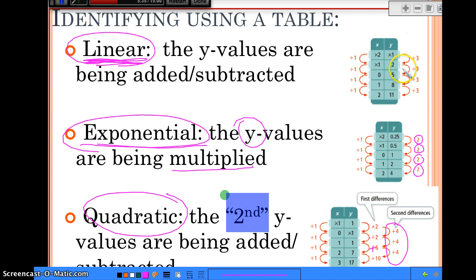So if you rule out exponential or linear, then go out one more, subtract out one more time and see if these numbers come out the same. If they do, you can say it's quadratic. If they don't, then you're going to say it's none of the above.